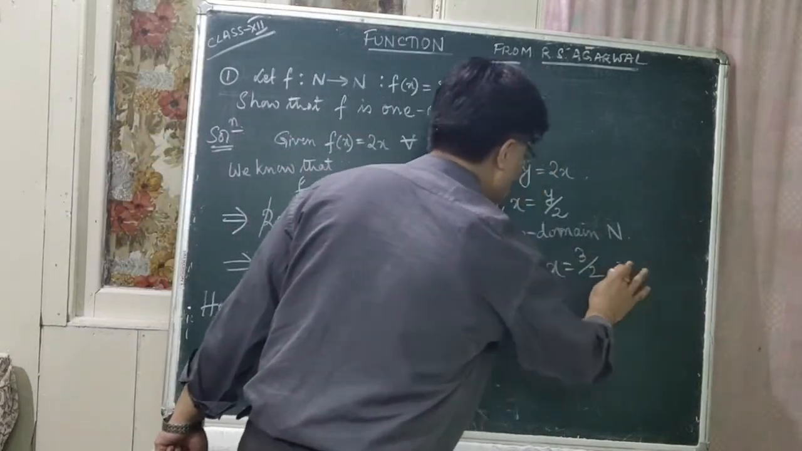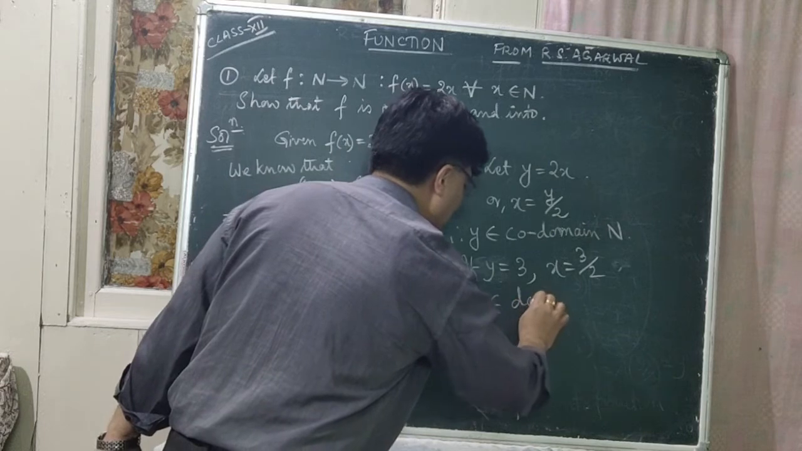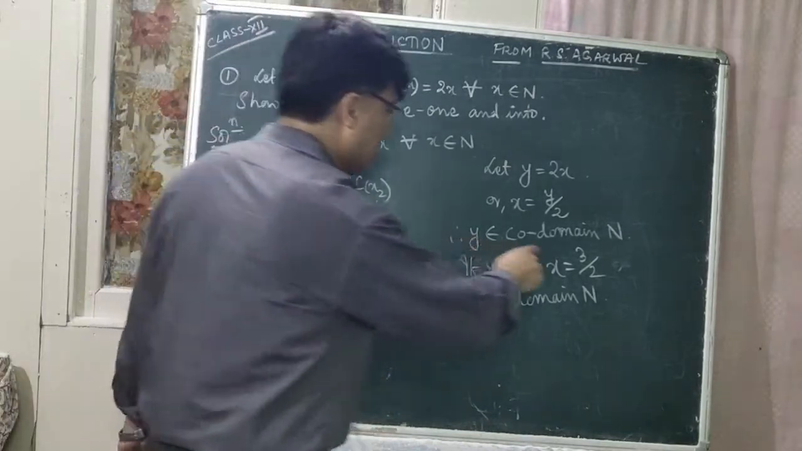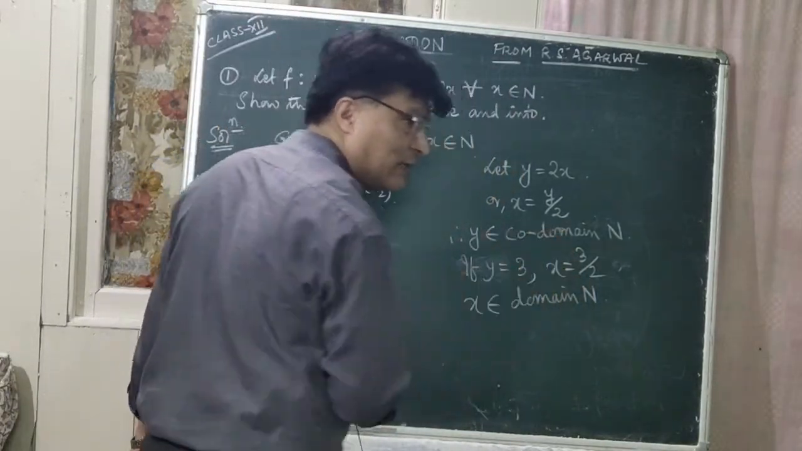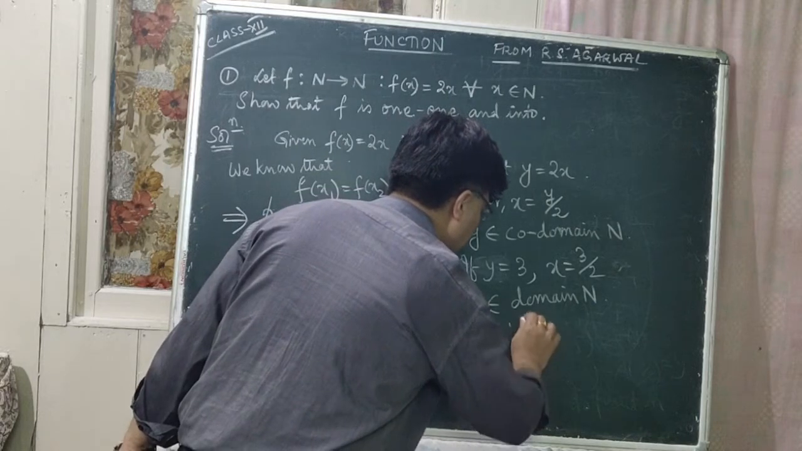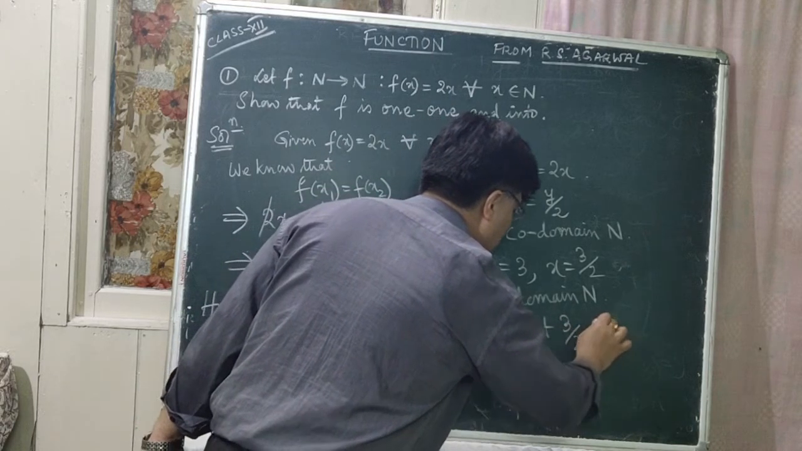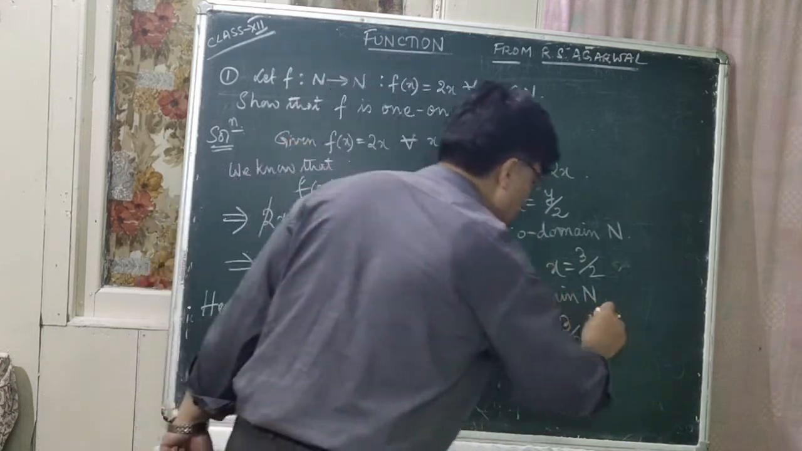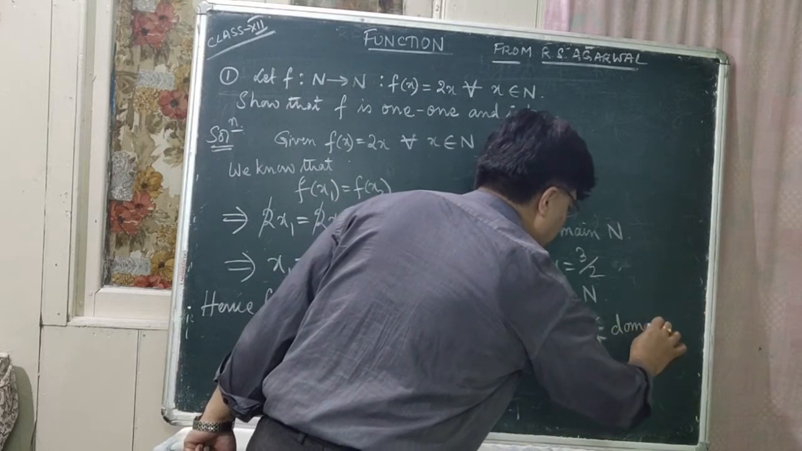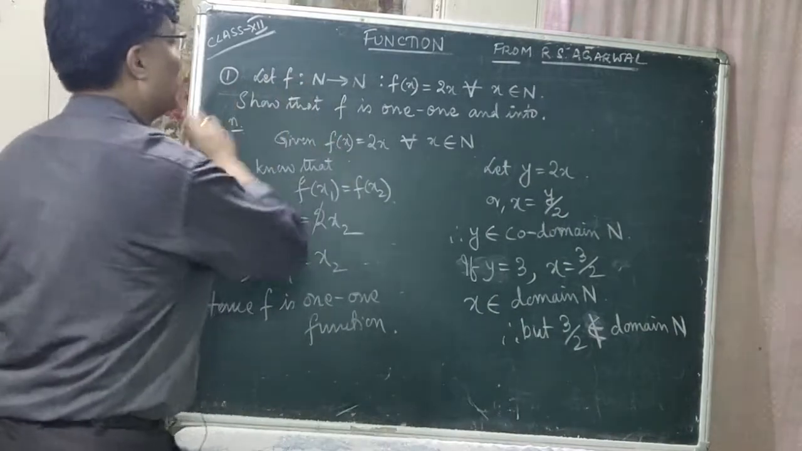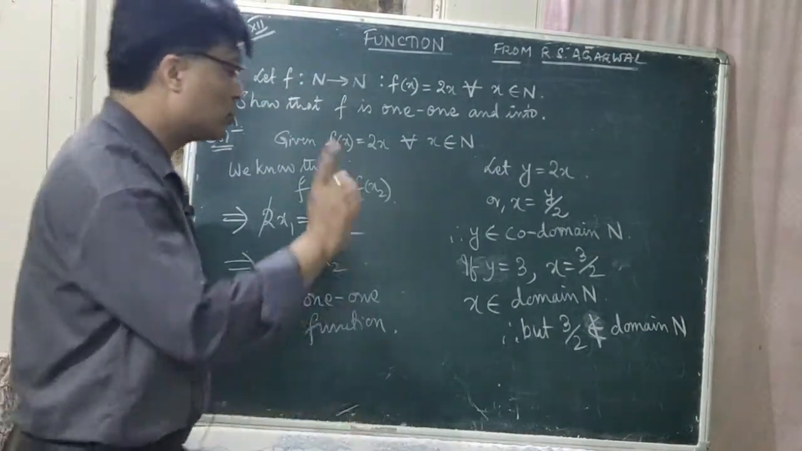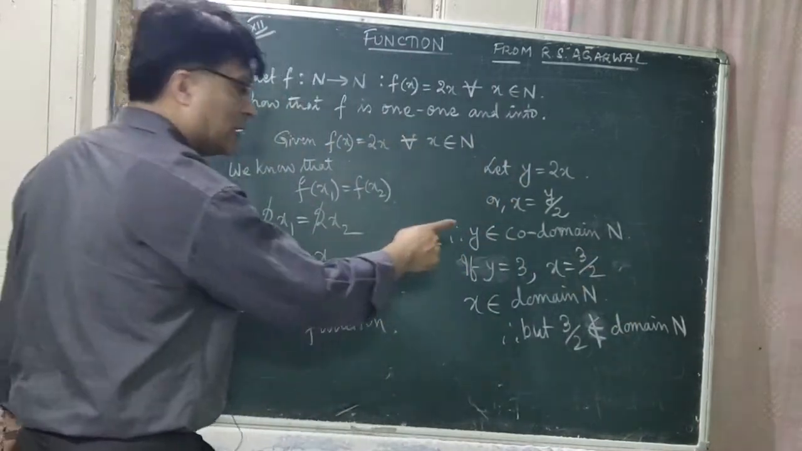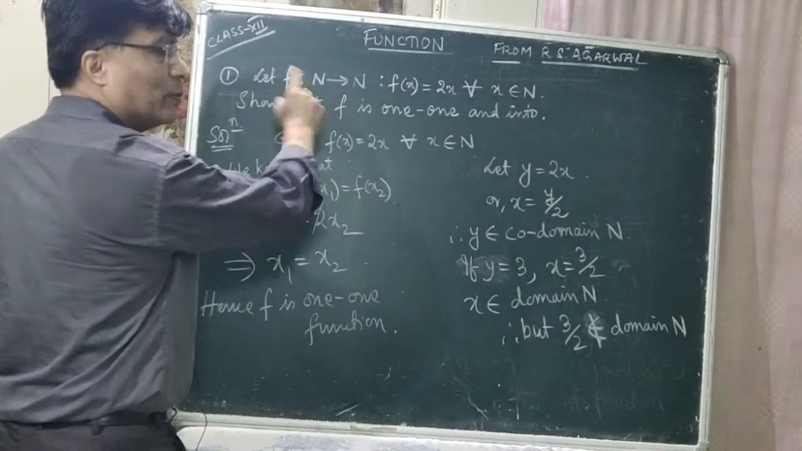So here x belongs to the domain N, right? But this 3 by 2 does not belong to the natural numbers N, isn't it? 3 by 2 does not belong to the domain N, because the domain N is also the natural numbers. So this 3 has no pre-image. This 3 has no pre-image in the domain N.